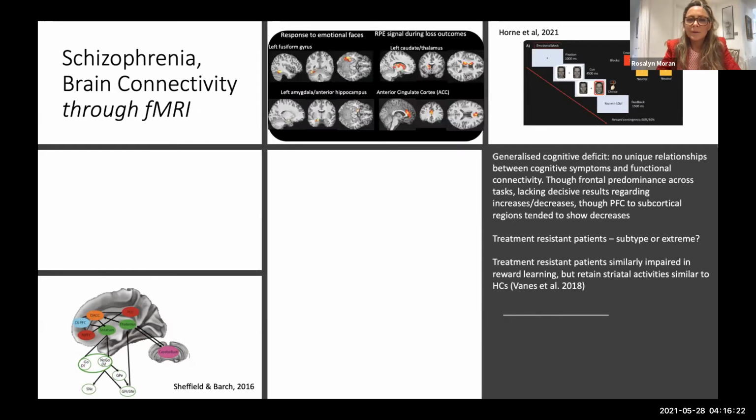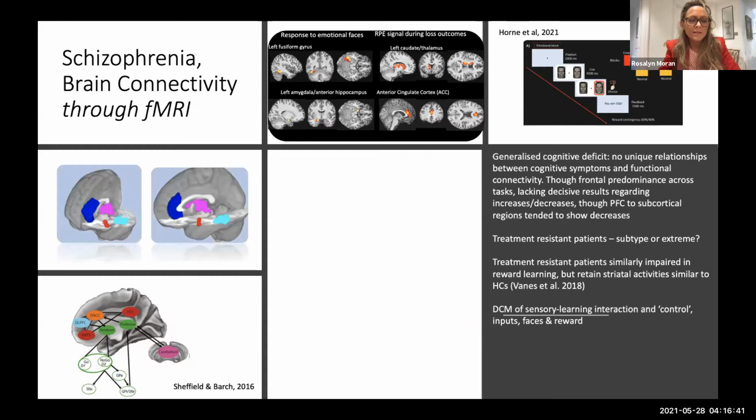And so what we did was apply a dynamic causal model to the sensory learning interaction and the control in the regions involved with this particular paradigm, which was an emotional two-alternative forced choice task where there were emotional faces and neutral faces, and patients had to select one for more predominant reward. And what we were looking at was the cingulate cortex and regions of the striatum and thalamus, as well as the amygdala and fusiform face area, which were involved in processing the faces.